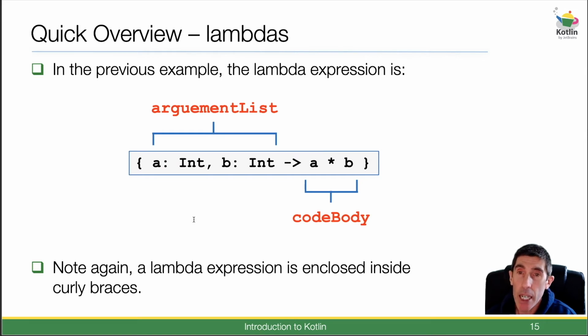To break that down a little bit, in the previous example, the lambda expression was as follows. There's your argument list, there's your code body. Again, the lambda expression is enclosed inside those curly braces. So whenever we see those curly braces, from when we've seen it previously and from now on, that's an actual lambda expression that we're passing in to a higher order function.